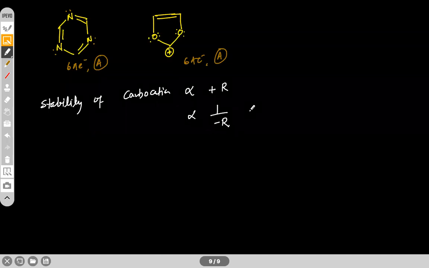Write down that stability of intermediates is also affected by resonance. And then you write down this.